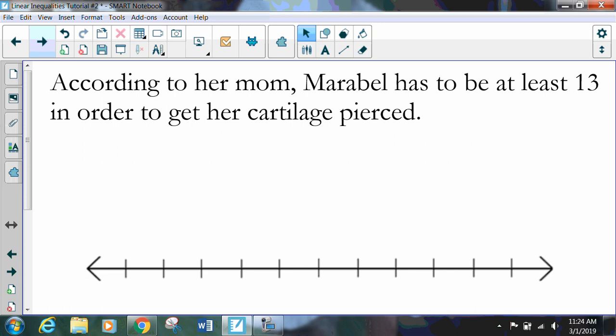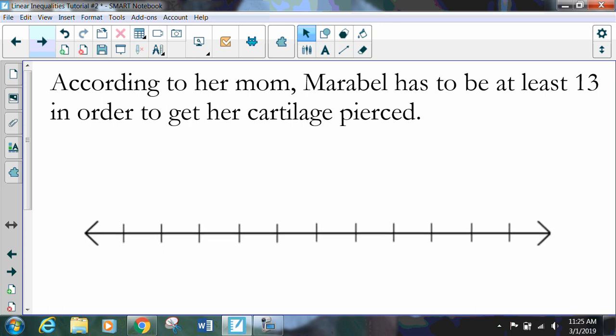All right, so we're moving into some word problems that represent inequality. So let's read this together. According to our mom, Mirabelle has to be at least 13 in order to get her cartilage pierced. It just sounds so painful to get. So maybe think about that twice before you decide to do that.